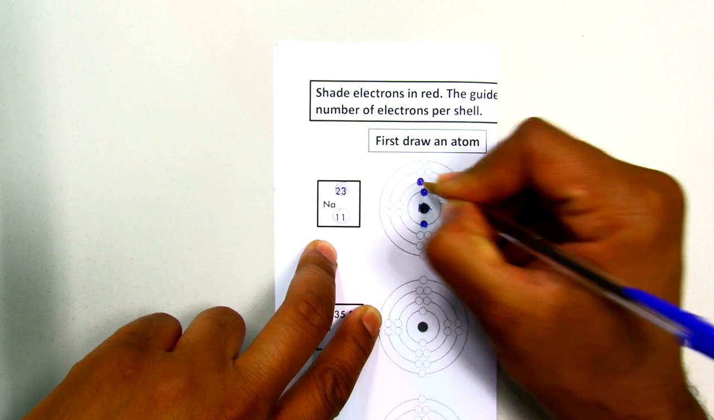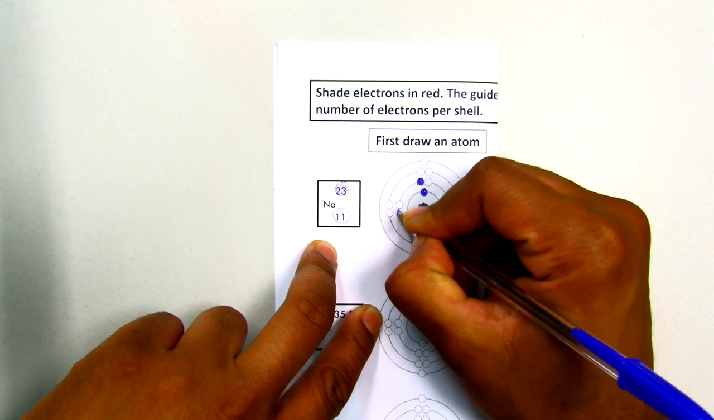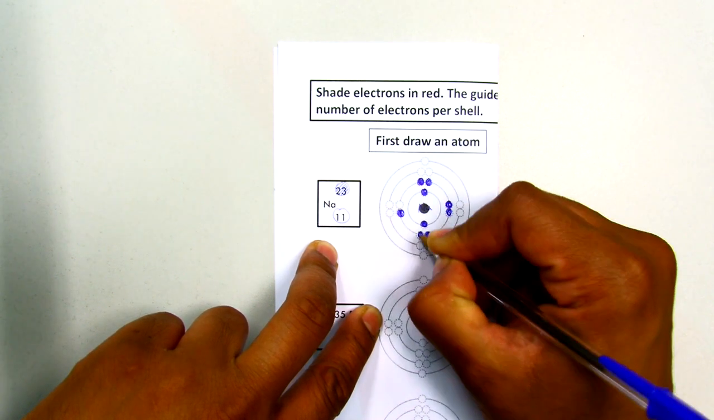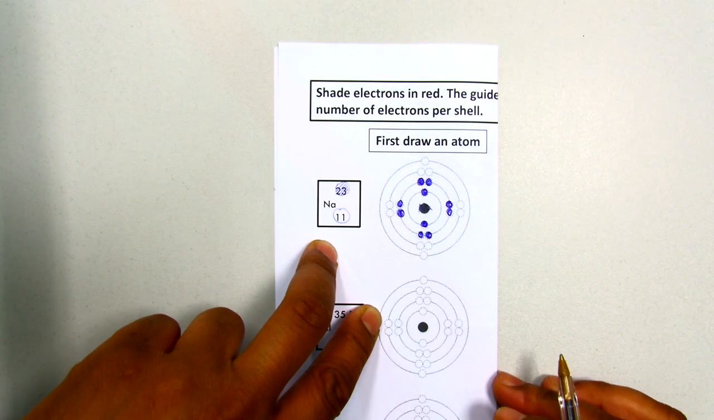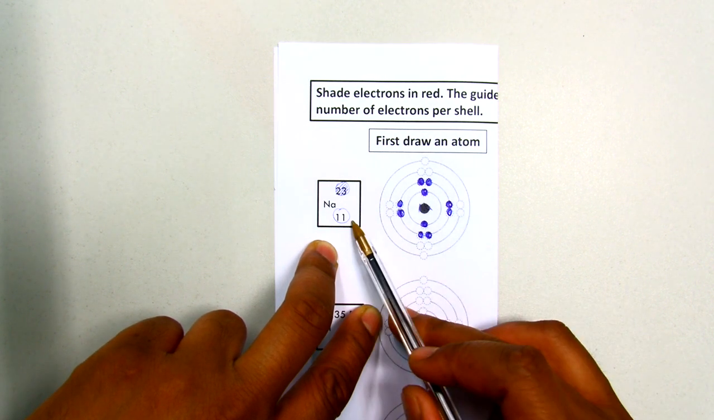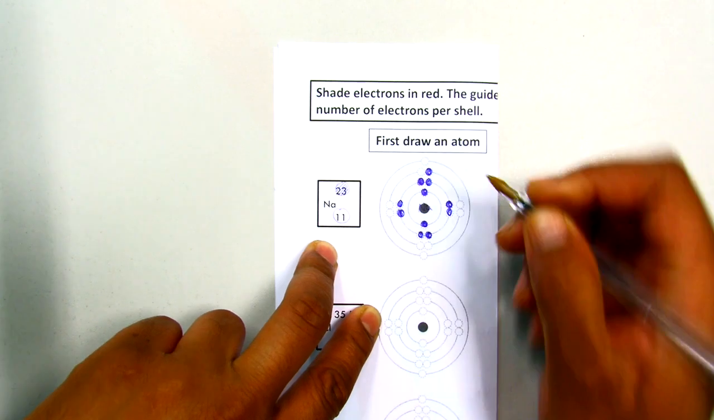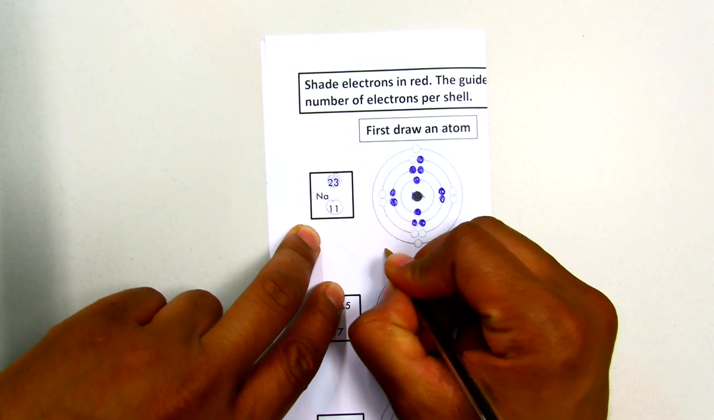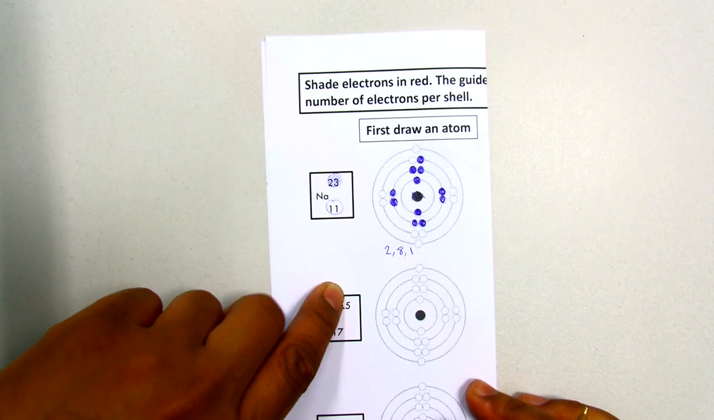1, 2, 3, 4, 5, 6, 7, 8. I have now completely filled up the second shell, and then that leaves me with 1 more left, because so far I've drawn 10 electrons and I had 11. I have 1 more left, and I will put that here for example. Okay, so the configuration for sodium according to this is 2 in the first shell, 8 in the second, and lastly 1 on the outer shell.